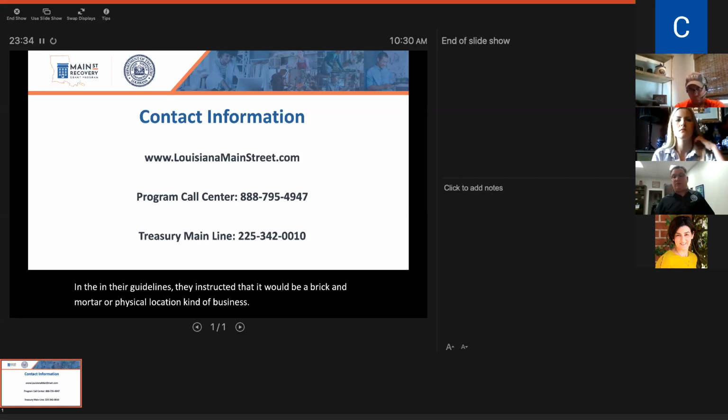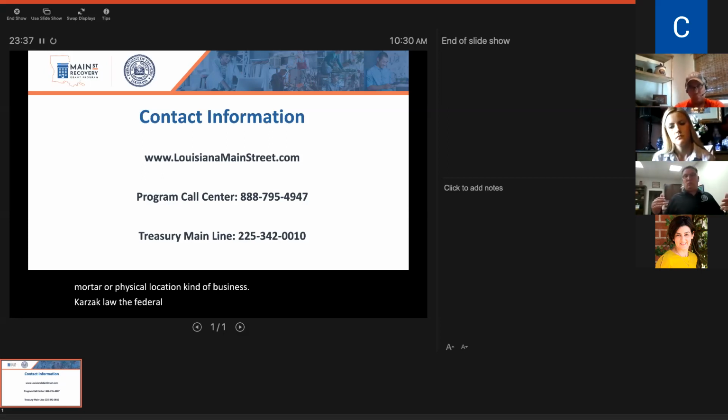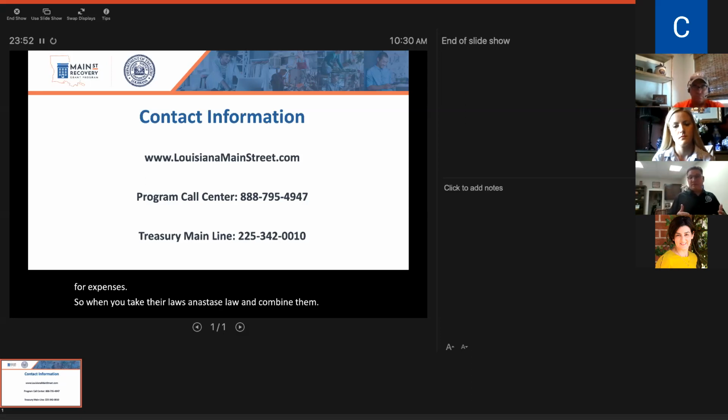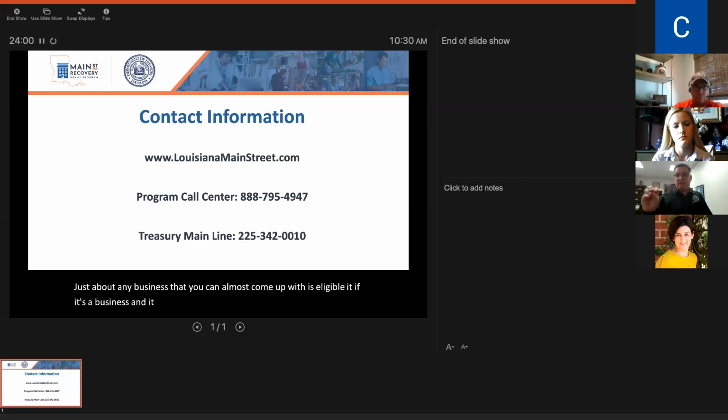The CARES Act, the federal law, describes what that can be, meaning it's not a loss of revenue. It can only be reimbursements for expenses. So when you take their laws and the state's law and combine them, just about any business you can come up with is eligible. If it's a business and it has a physical location where employees or customers can go, you're eligible. So there's not too many exceptions. I guess some web-based businesses are not going to be eligible.